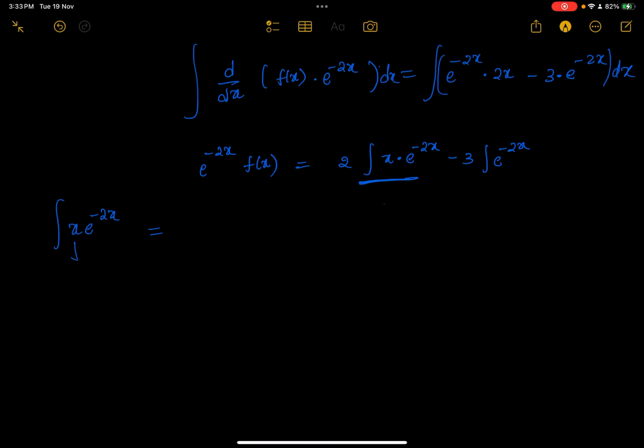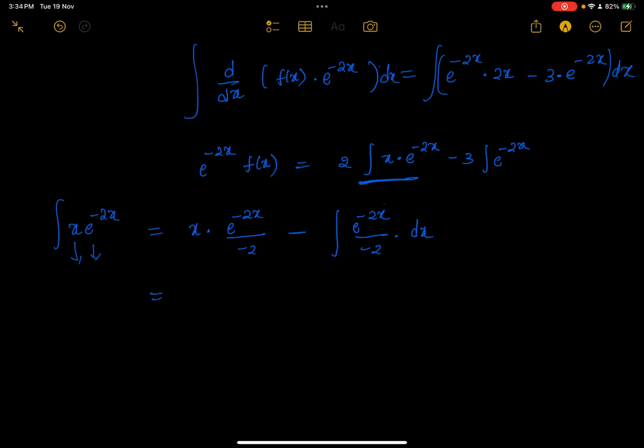So you have two functions in x and you have to integrate them. So this will be, taking u as x, x into e to the power minus 2x by minus 2, basically the integration of e to the power minus 2x, minus the integral of e to the power minus 2x by minus 2 into dx.